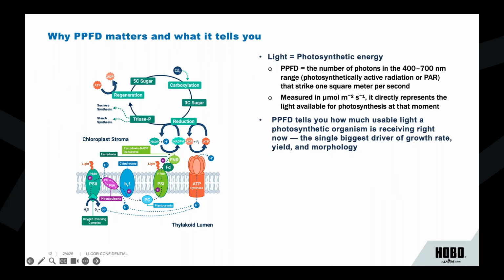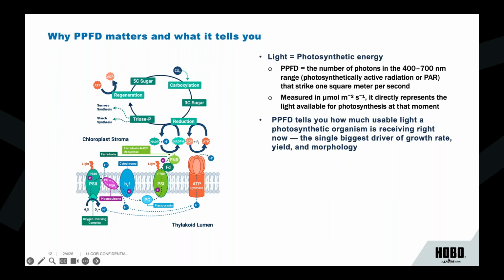You'll see people refer to PAR. That's photosynthetically active radiation. That is the 400 to 700 nanometer range of light. Within that range, the number of photons is called PPFD, photosynthetic photon flux density. But you'll see everyone, including us, use PPFD and PAR somewhat interchangeably.